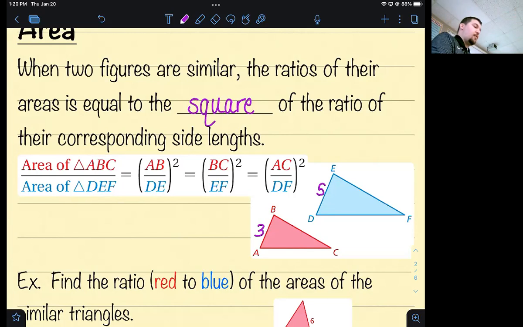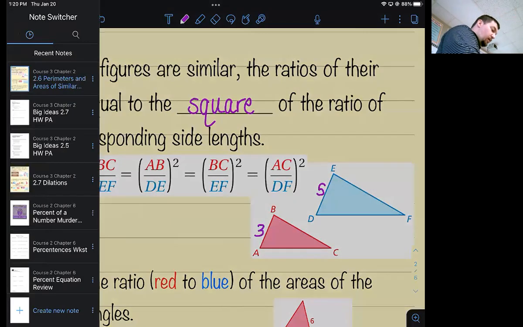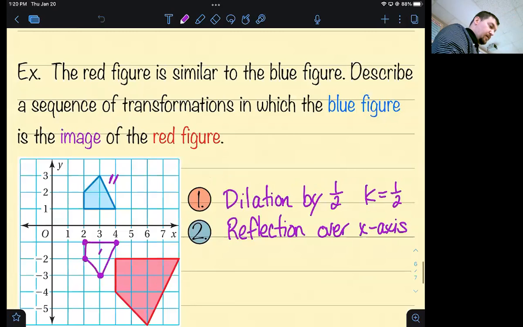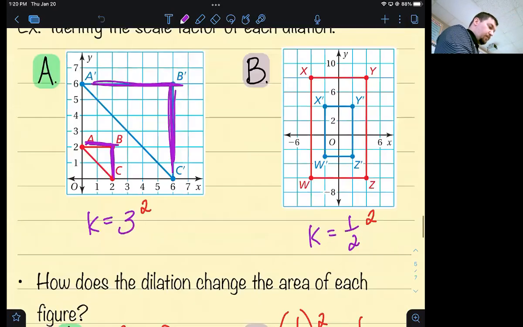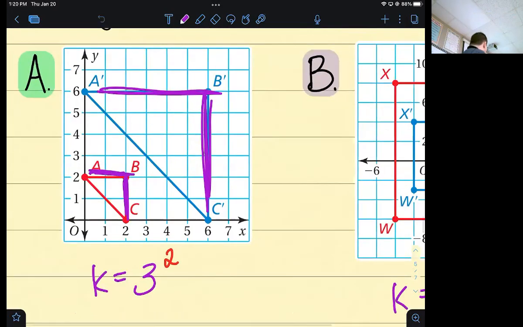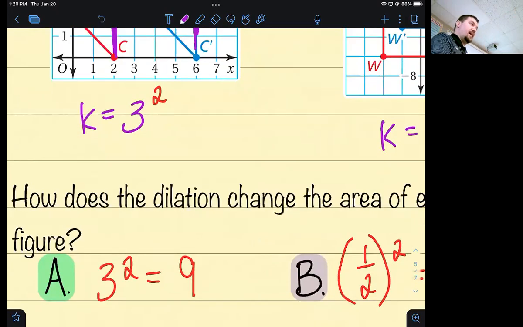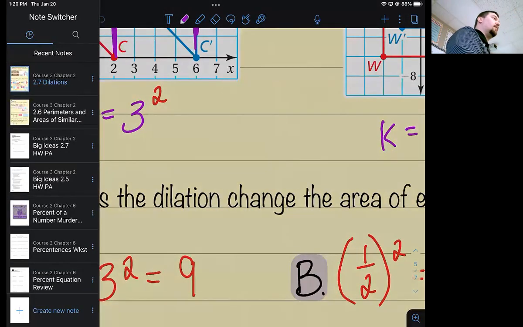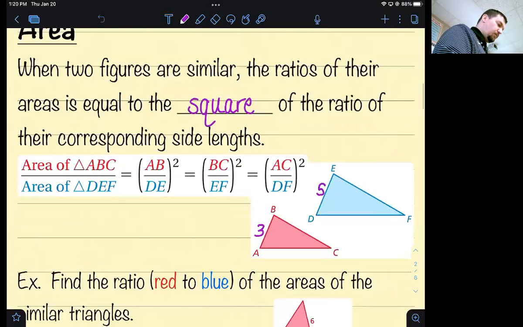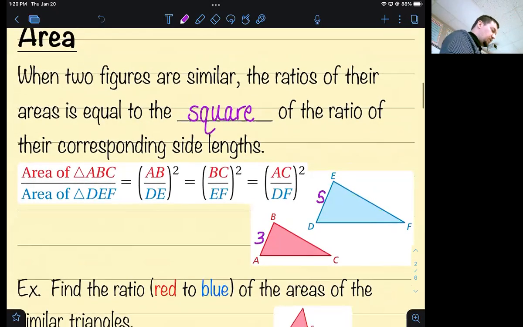Okay, similar to how we looked at just a moment ago in our last section. If the side lengths are being changed by ×3, the area was being changed by 9 times, right? And so we're squaring it because it's area instead of just perimeter. So the area ratio is going to be equal to the side length ratio squared.